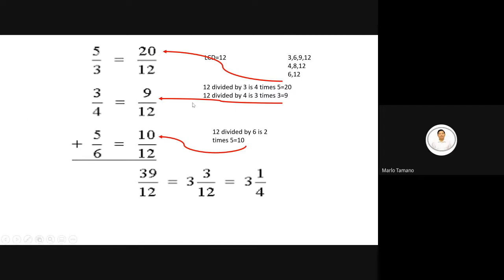Okay, mag-add na tayo ngayon ng numerators. You are going to add all the numerators. 20 plus 9 plus 10, that is 39. So 39 over 12. Okay, so what type of fraction is this? 39 over 12.